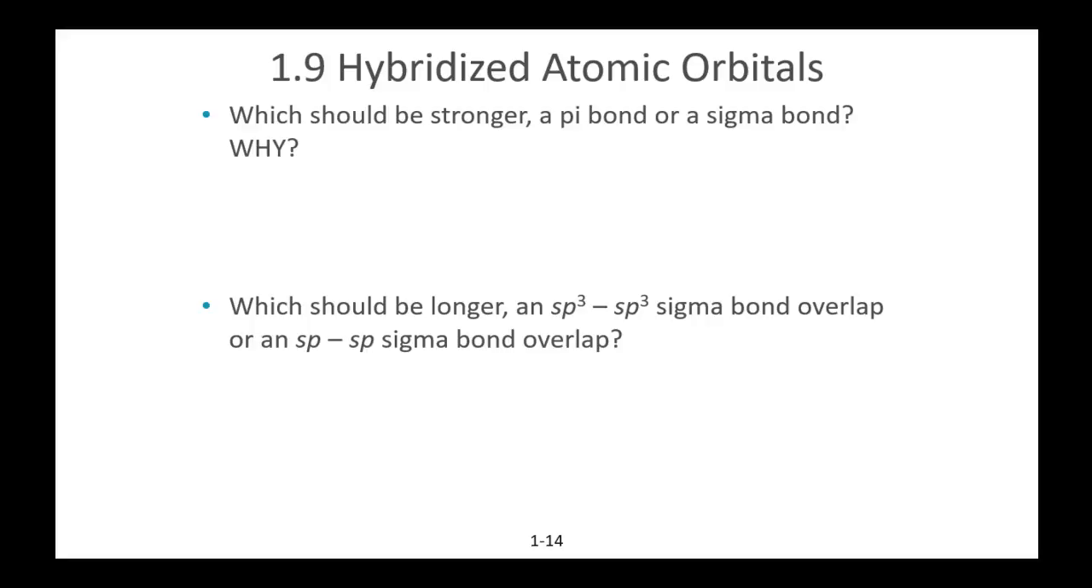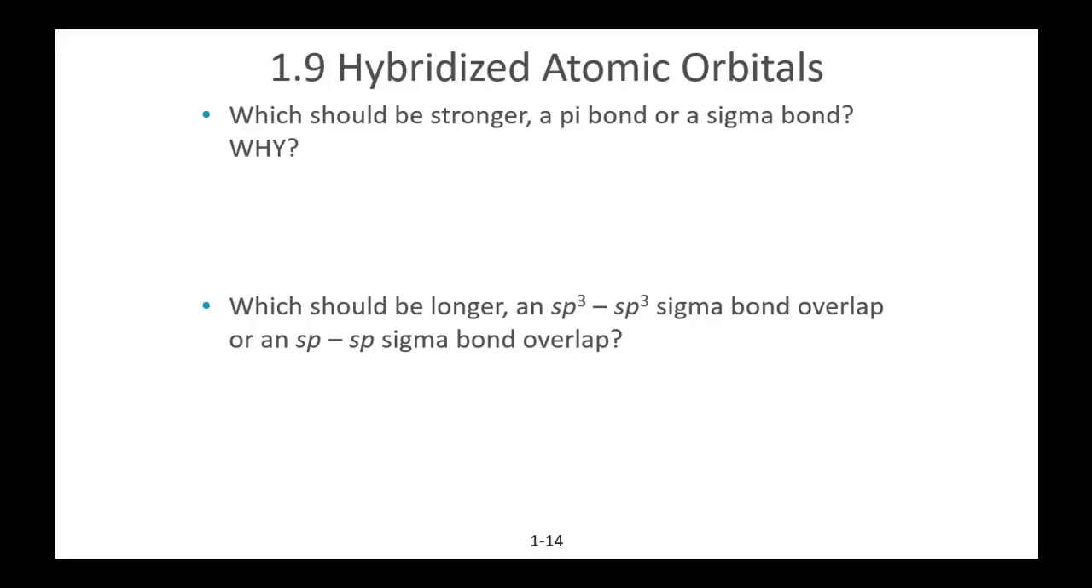However, the effect is additive. So when 2 atoms are joined together by both a sigma and a pi bond, that would be held together more strongly than, say, if you only had 1 single bond or 1 pi bond. Now we come to a more difficult question. Which should be longer, a sigma bond between 2 sp3 hybridized atoms or a sigma bond between 2 sp hybridized atoms? For simplicity, let's assume that the atoms are of the same type, say carbon. You should think about this a moment and pause the video before going on.